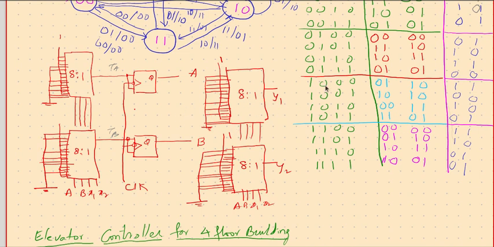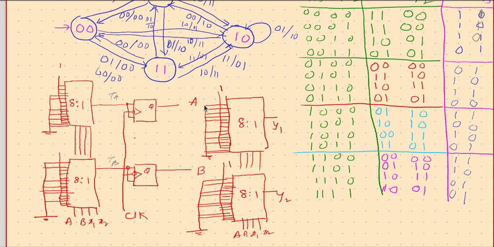Done. Then finally use two more 8 to 1 multiplexers, one for Y1, one for Y2, and connect the same way AB, X1, X2, with the Y1, Y2 columns. Where 0 is required, connect to ground, where 1 is required, connect to VCC, and that's the way we can create a more complicated circuit.